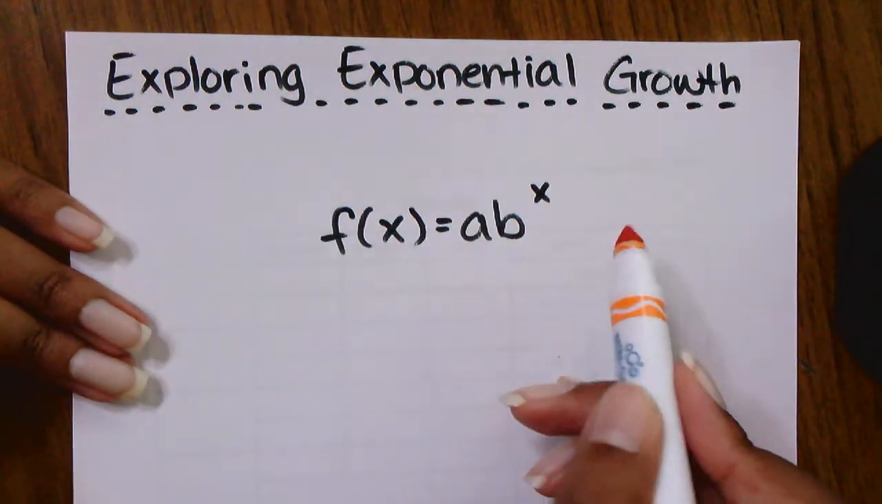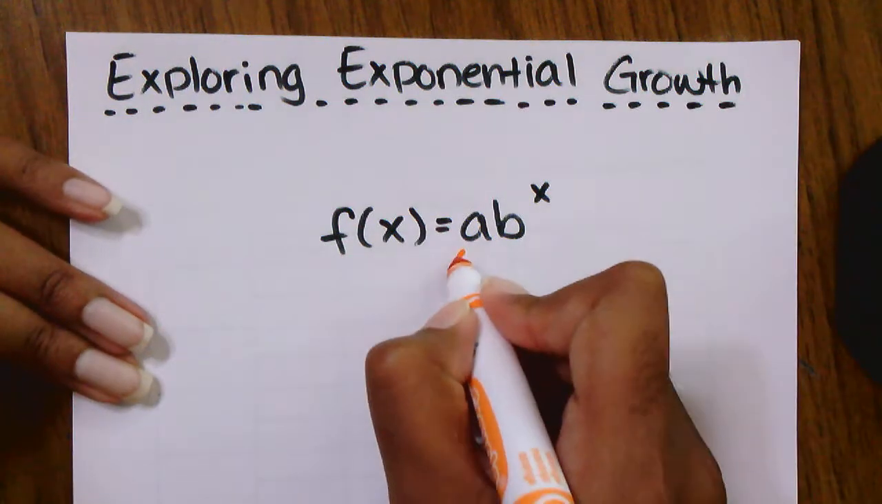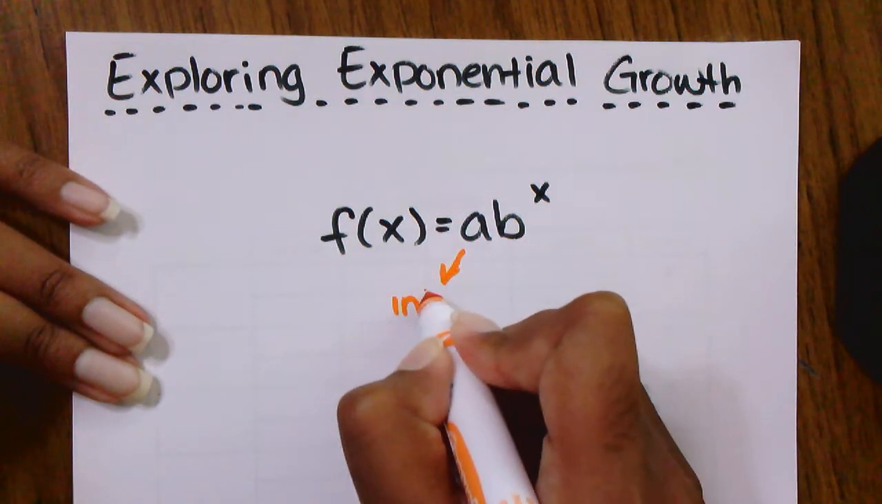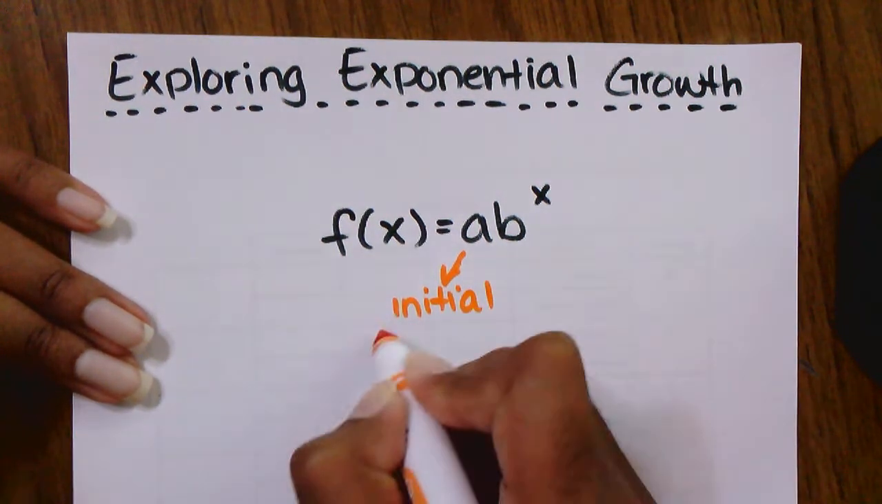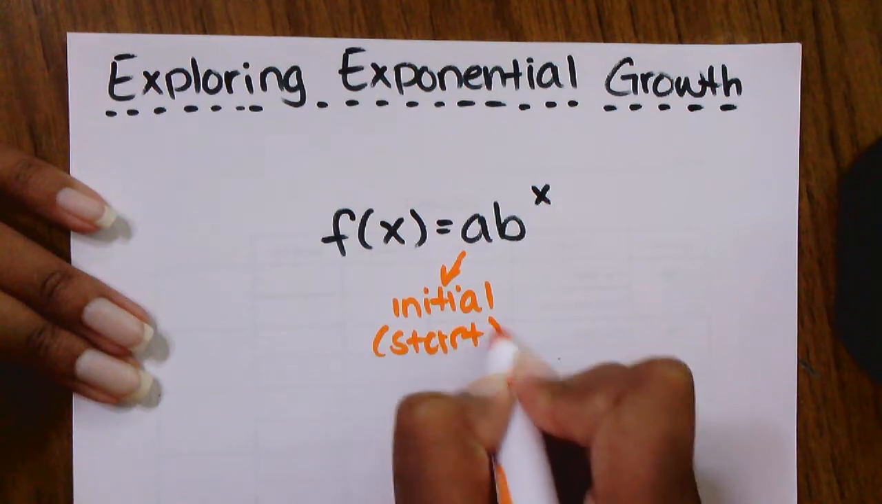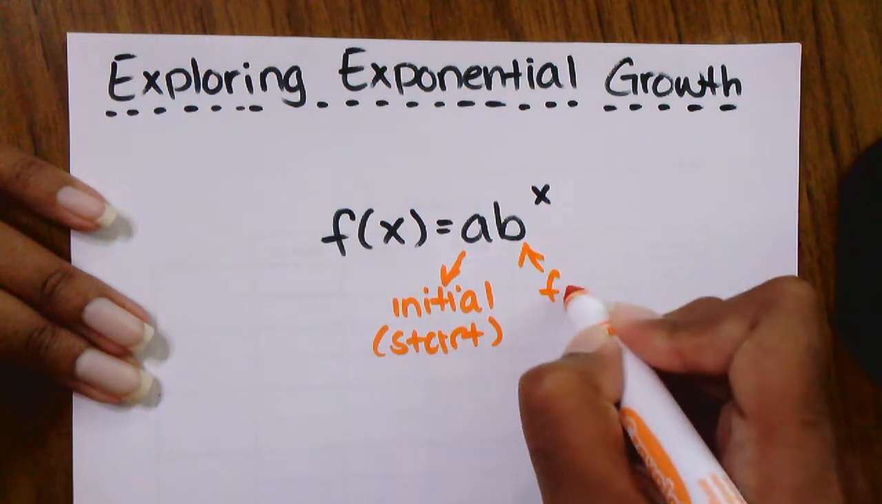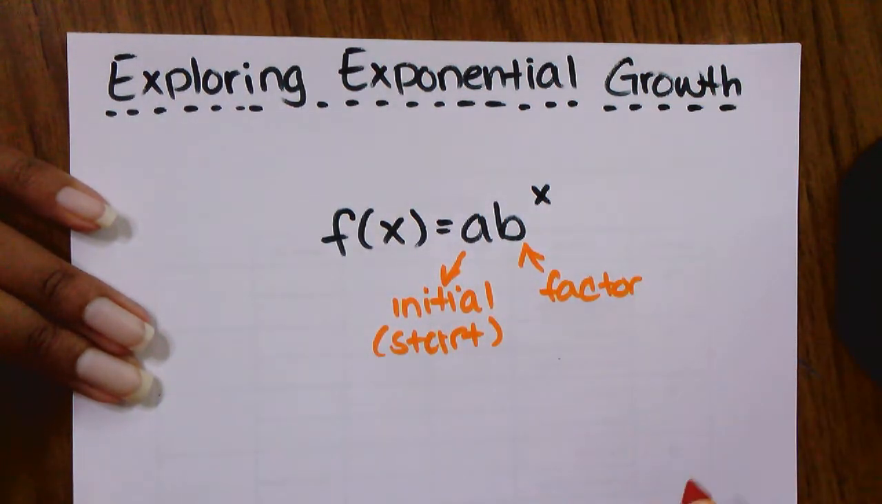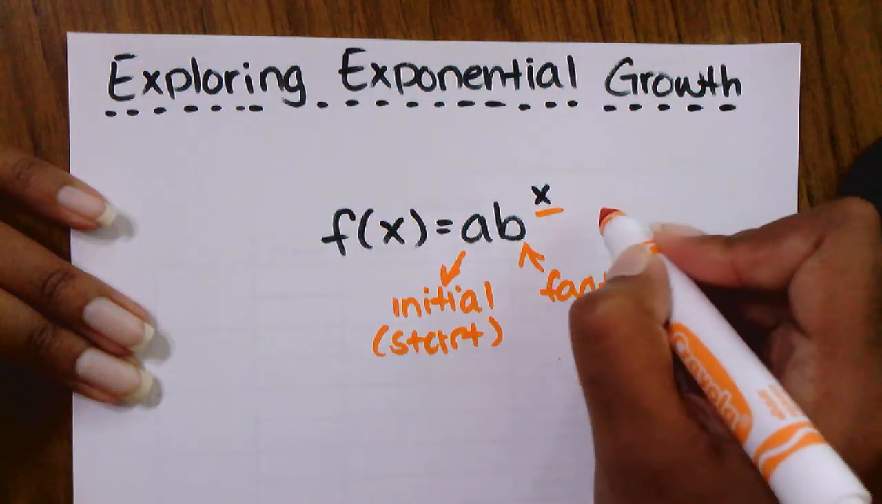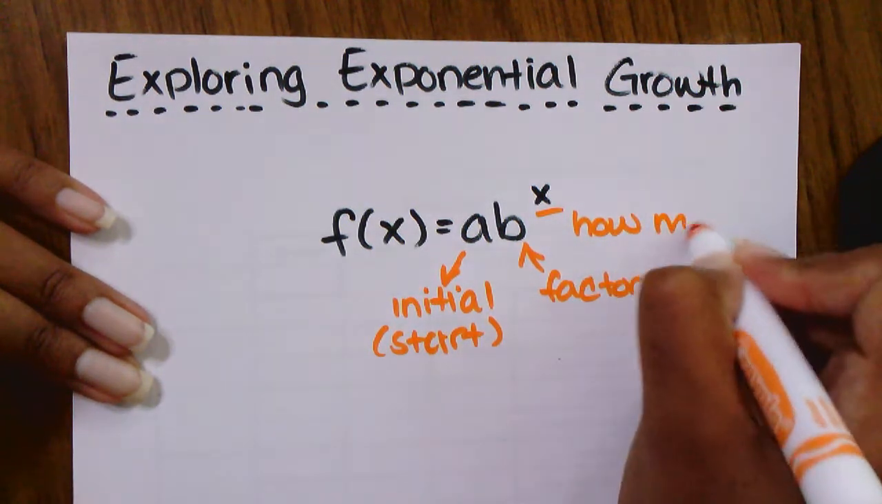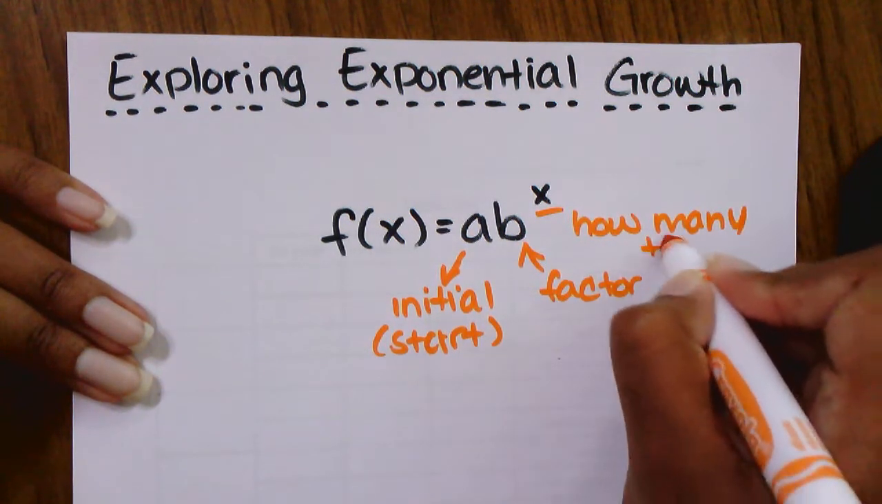But in general, this is the formula for exponential functions, where A is going to be your initial value, or your starting value, the amount that you start with. B is going to be your factor, right? How much you're multiplying by each time. And X is going to be how many times you have to multiply, how many times, right?